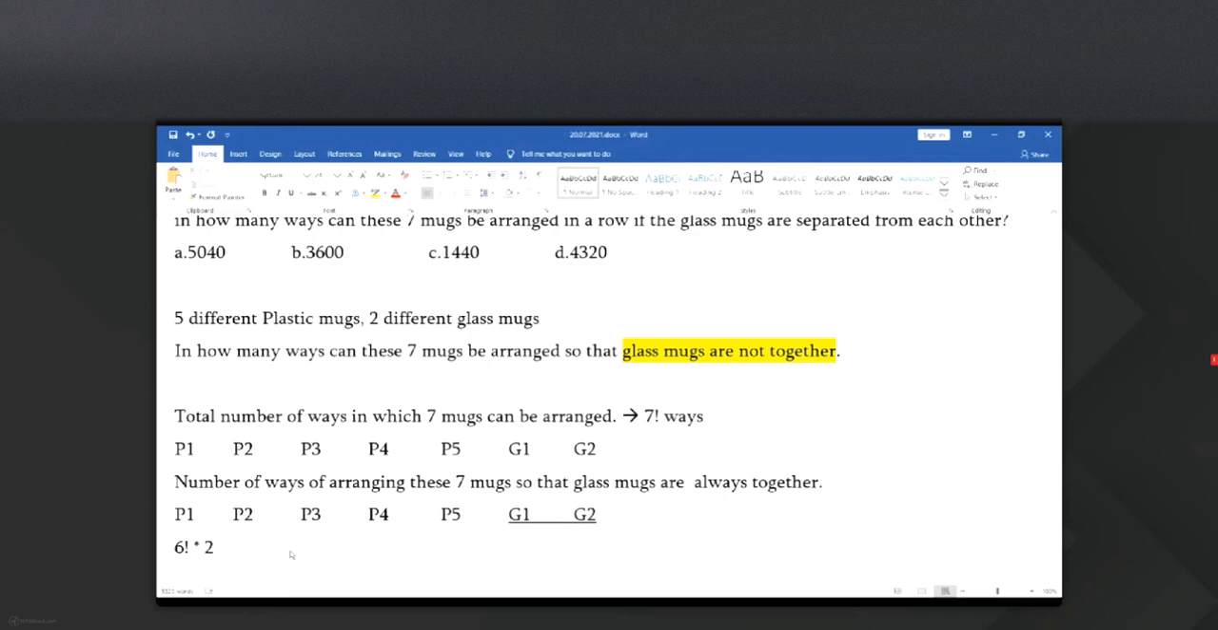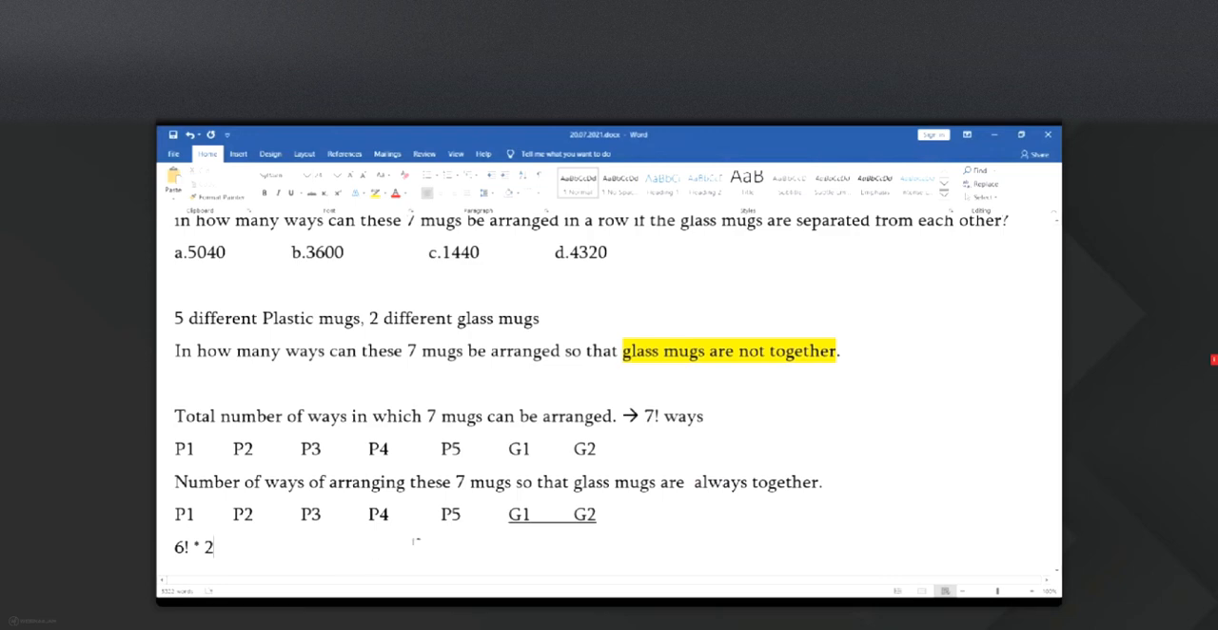Why is it multiplied by 2? Because G1 and G2 can interchange places; they can permute. It is only said that G1 and G2 should be together. Now it can be G1 G2 or G2 G1, right? It doesn't matter how you arrange it. So that is why it is into 2 here.